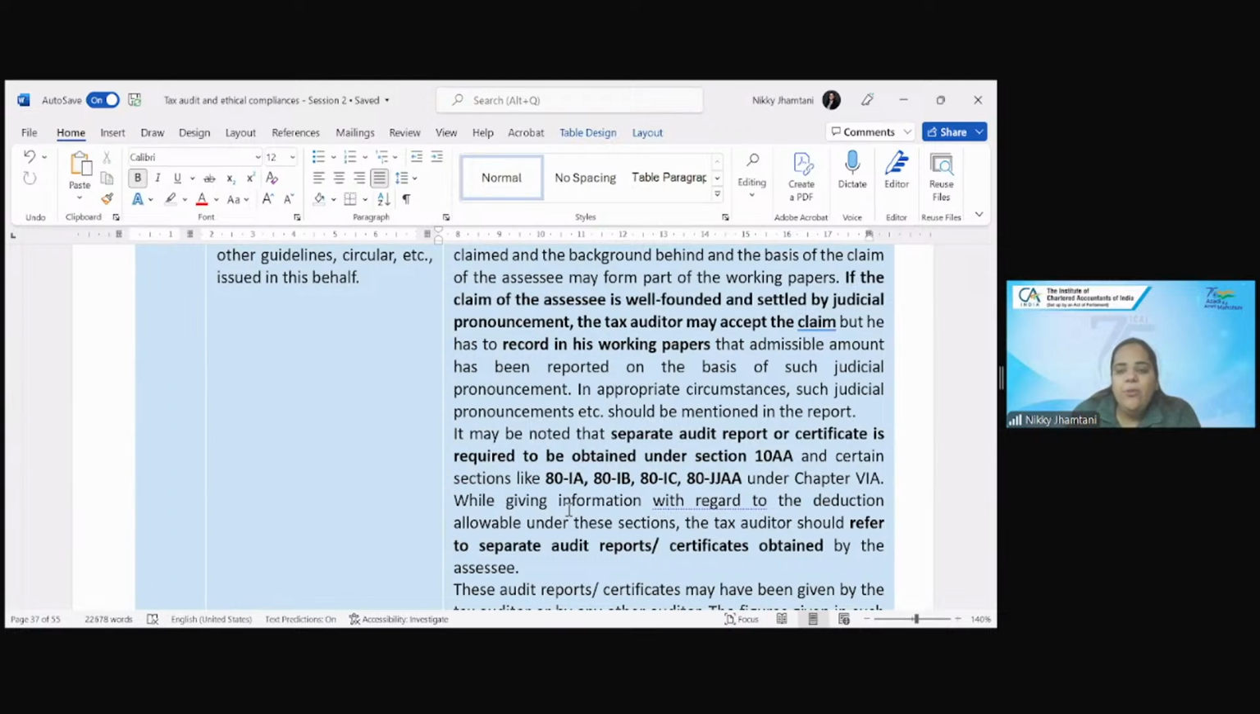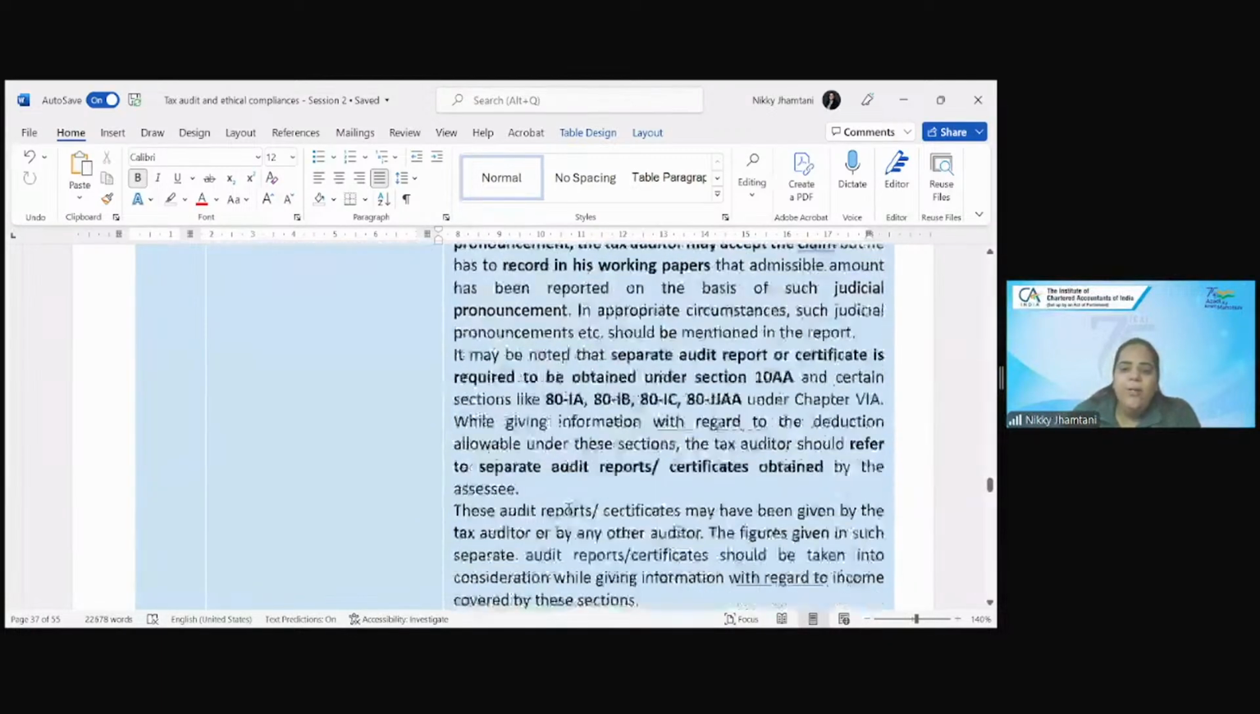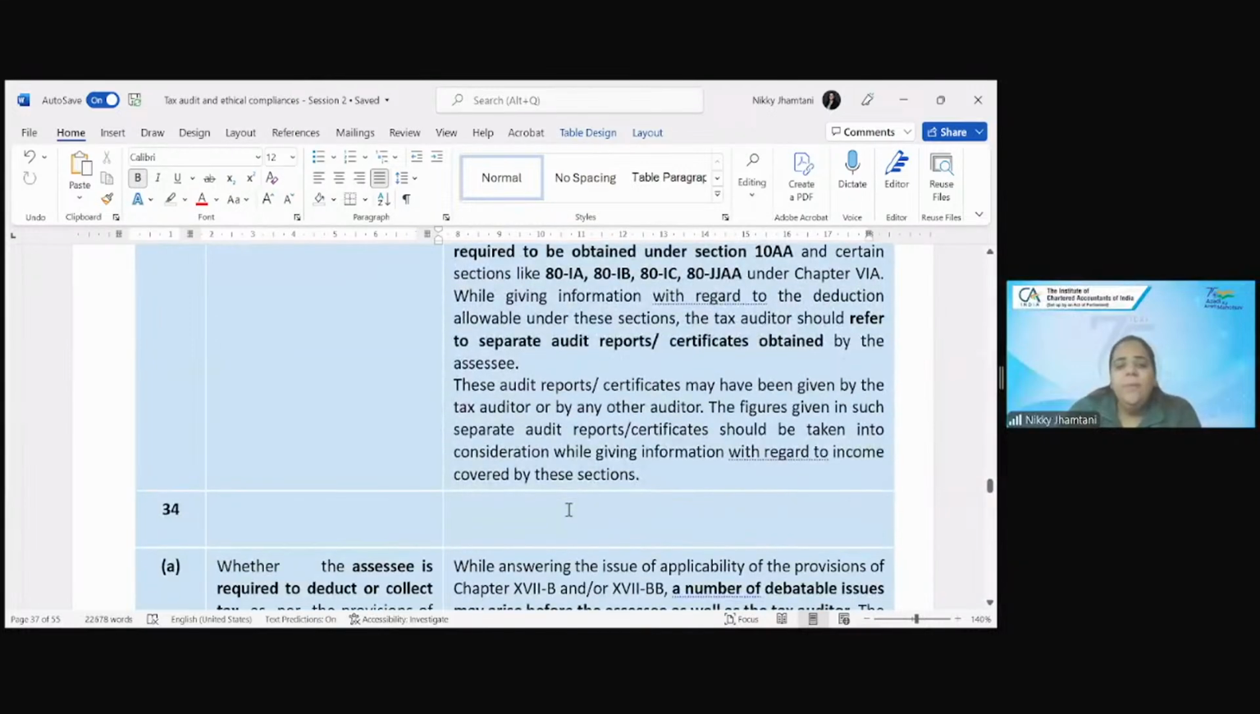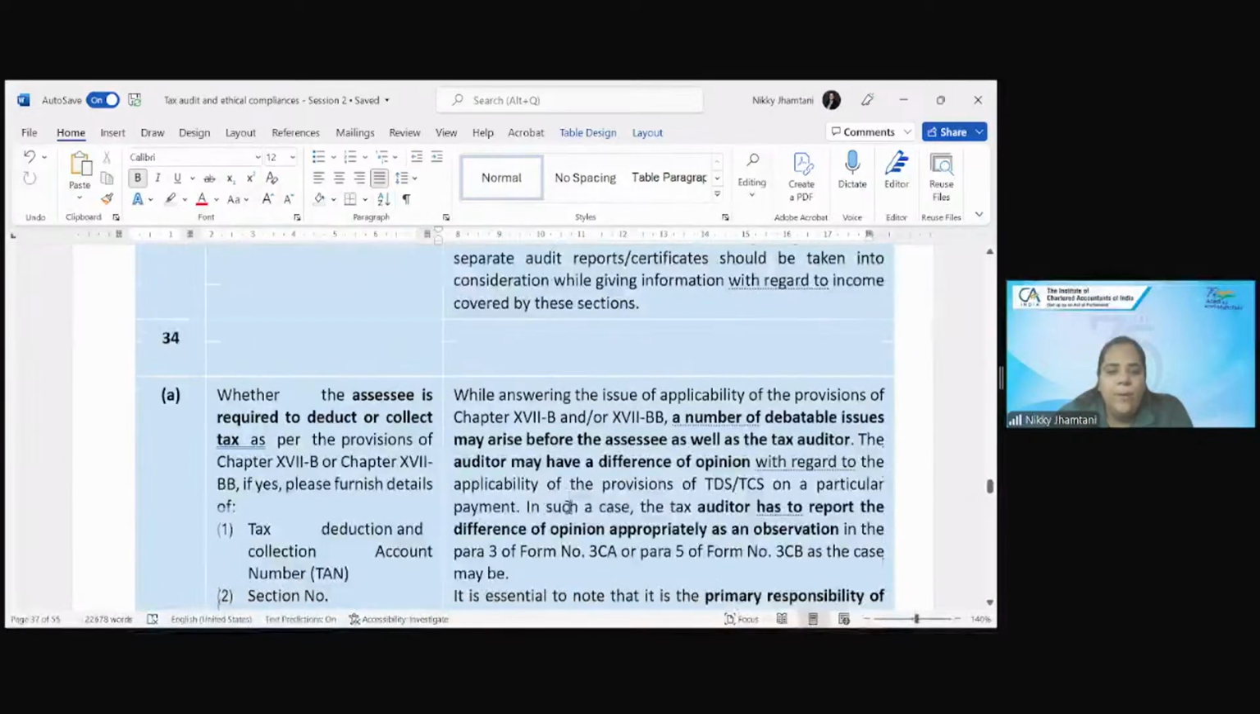While giving information with regard to the deduction allowable under these sections, the tax auditor should refer to separate audit reports or certificates obtained by the assessee. These audit report certificates may have been given by the tax auditor or by any other auditor. The figures given in such separate audit report certificates should be taken into consideration while giving information with regard to income covered by these sections.